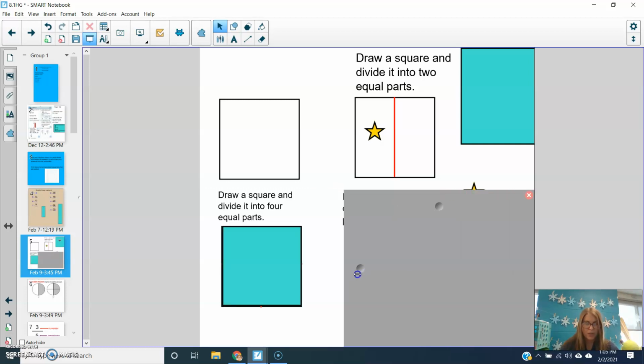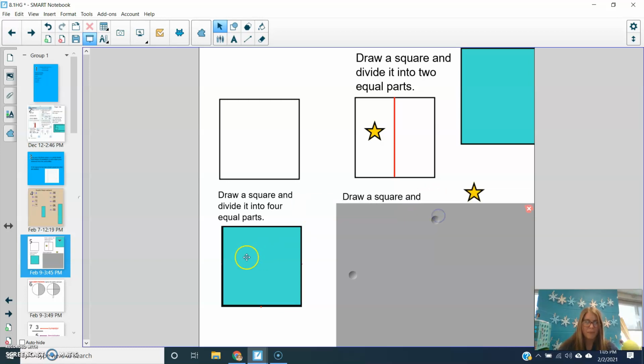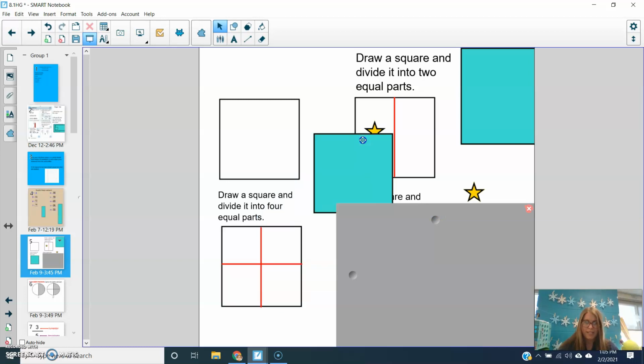So now, could you draw a square, or you can keep your same square, but can you divide it into 4 equal parts? Press pause and play when you're ready to check. All right, so this time I just added one more line so that I have my same square, but now it has 4 equal parts.